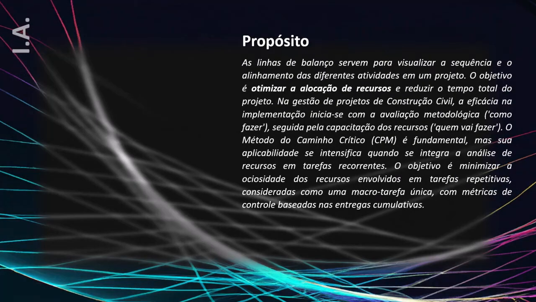Purpose: balance lines serve to visualize the sequence and alignment of different activities in the project. The objective is to optimize resource allocation and reduce total project time.